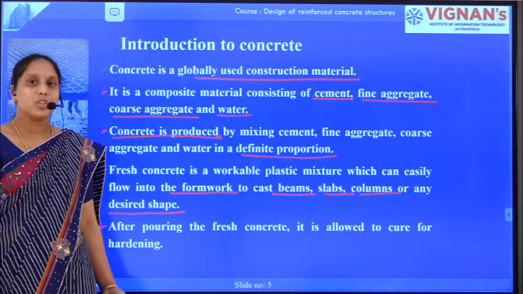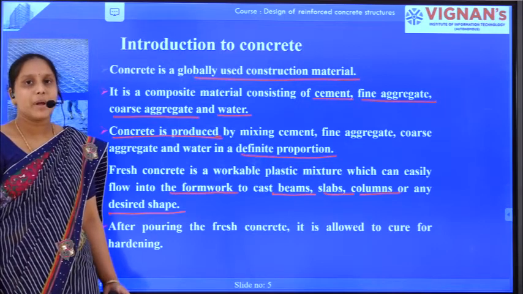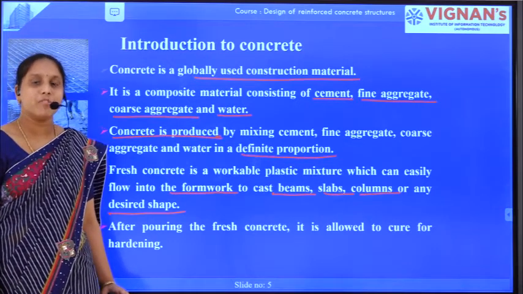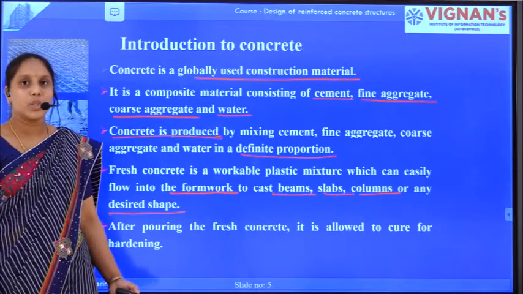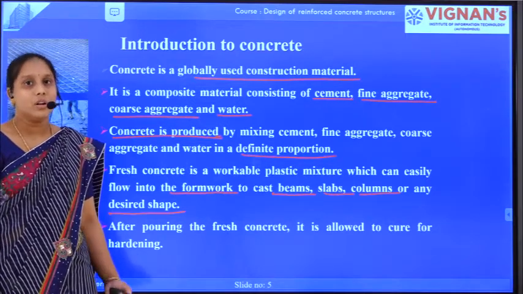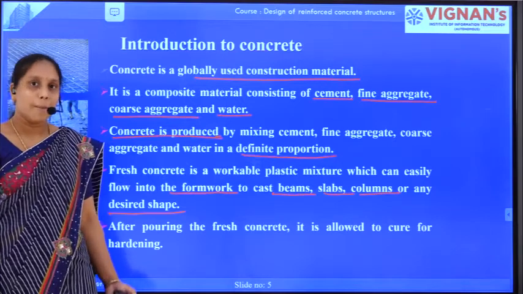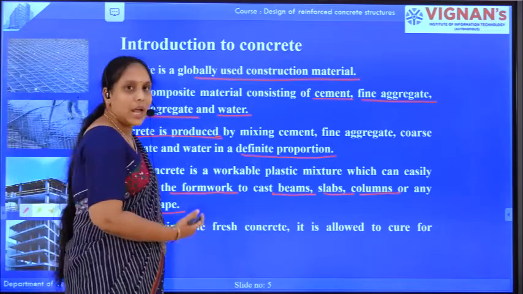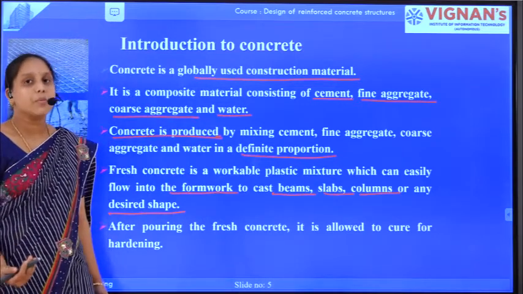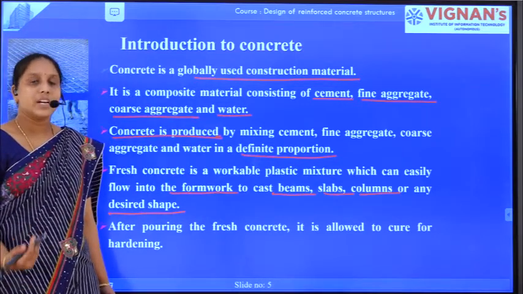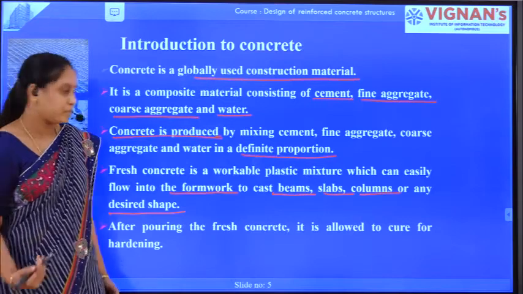If a beam has to be cast, we have to prepare the formwork in the shape of the beam which is required, and the concrete can be poured into that so that it takes the shape of the formwork or the mold. In a similar way, for slabs, columns, or whatever the desired shape is, the concrete can be poured into it and the desired shape can be obtained.